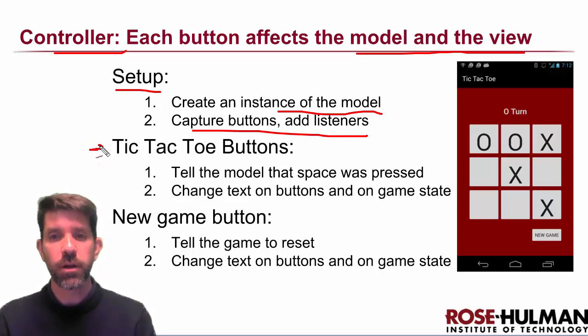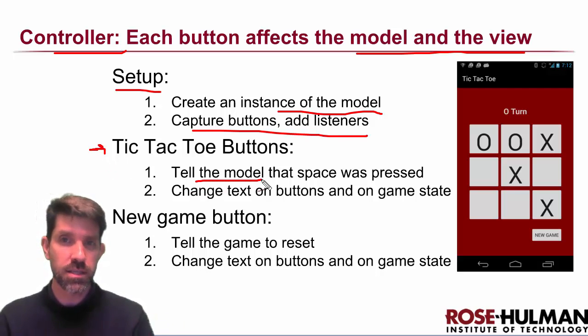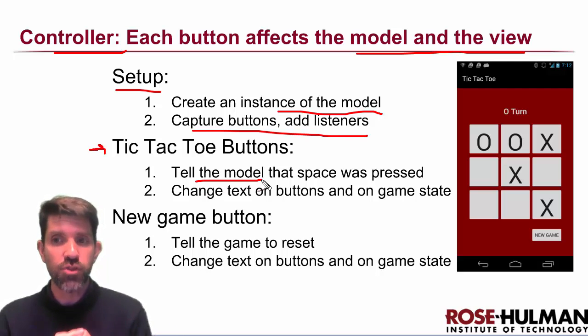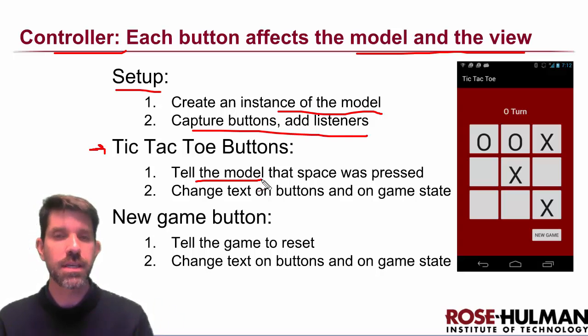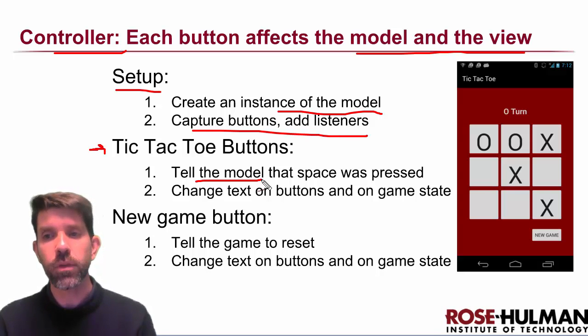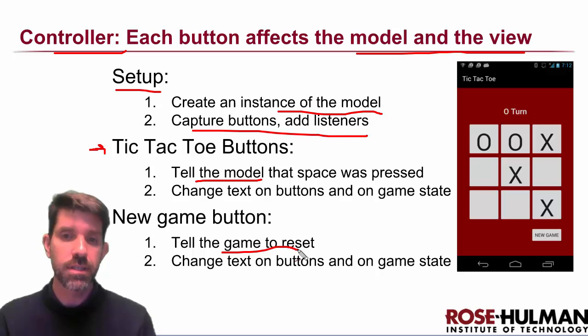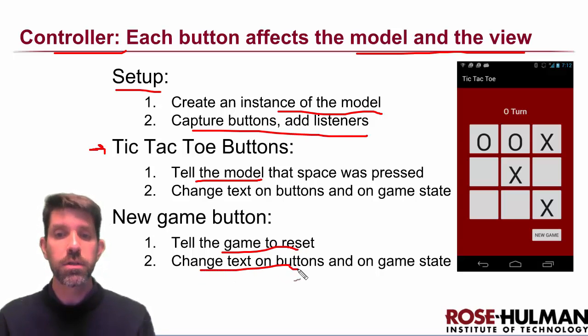When you click a tic-tac-toe button, it does two things, right? First of all, it's going to say, "Hey model, I pressed this space," and the model is going to keep track of which spaces have X's and O's. And then we're going to ask the model to do an update on our buttons. We're going to say, "Hey, go ahead and give me the text that I should display on these, and what the game state is," and then we can set those in the view. Finally, the new game button simply needs to tell the game to reset. And of course, since it's reset, it's going to have to tell the view to change the text that shows up everywhere.